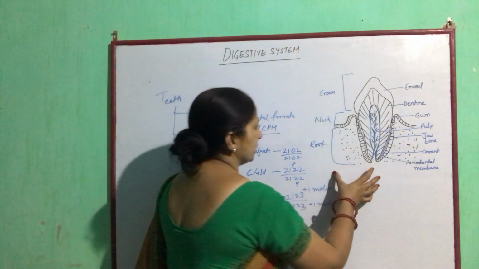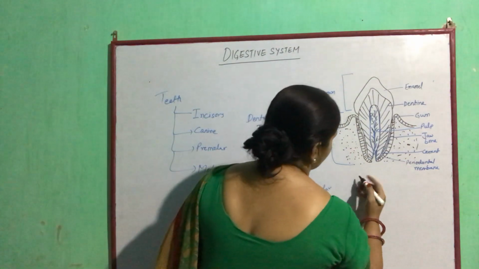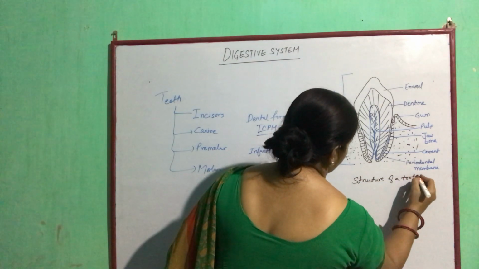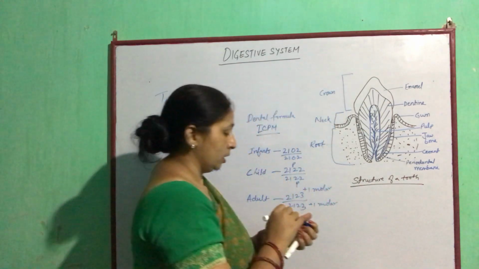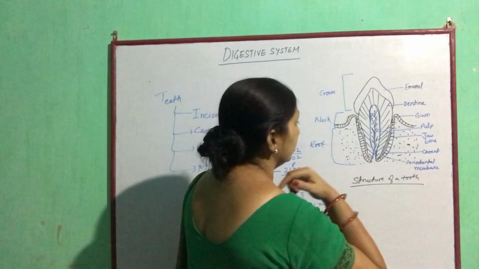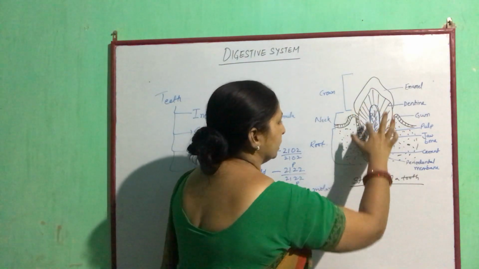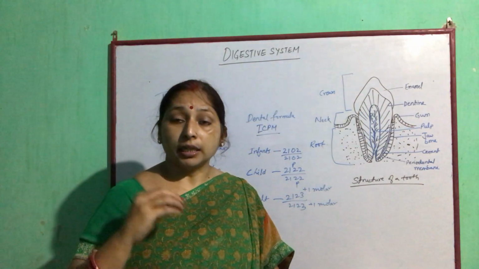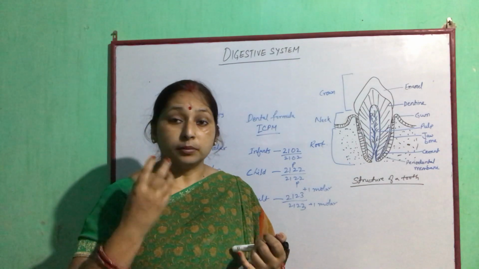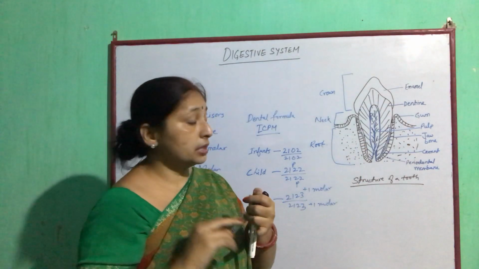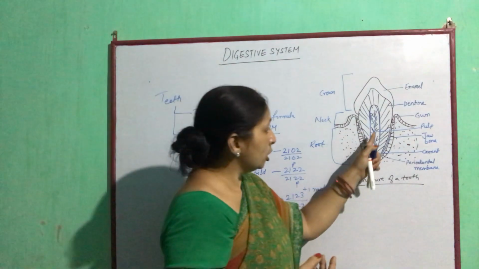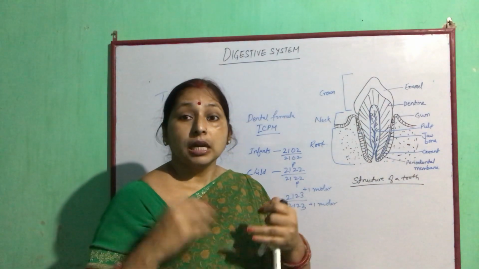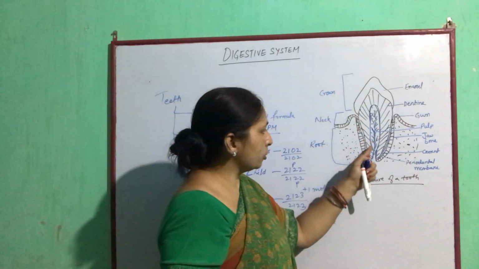Now the structure of a tooth. You can see the structure of a tooth. Internal structures. Here you can see that first I am starting with the inner cavity, which is the pulp cavity. It contains the muscular part along with the nerve fibers and the blood vessels. So in the pulp there are blood capillaries, there are nerve fibers, and a little bit of muscular part is also present here.